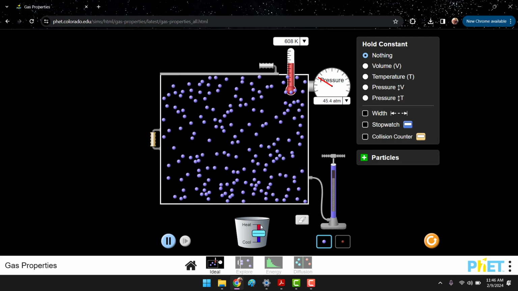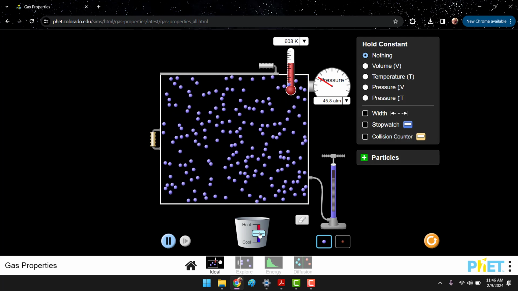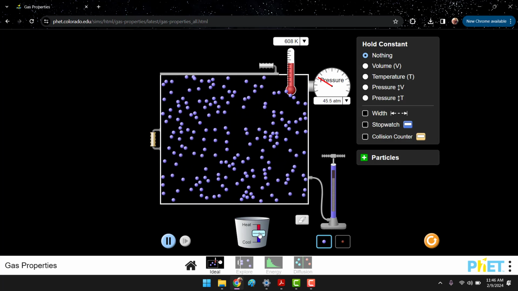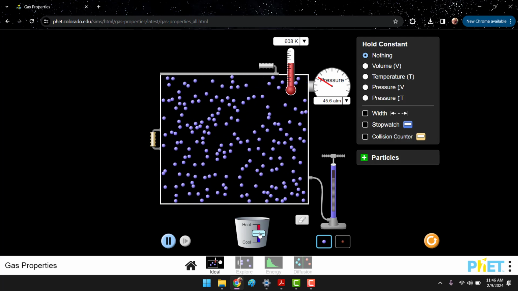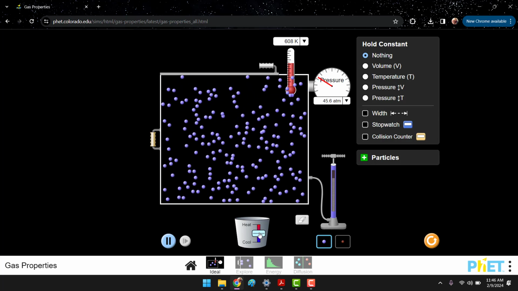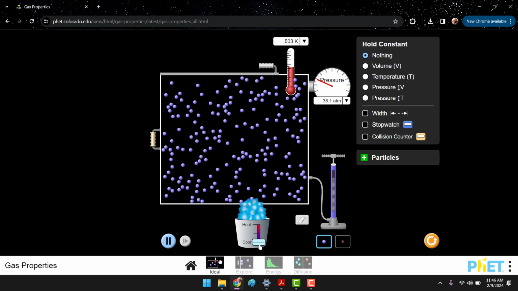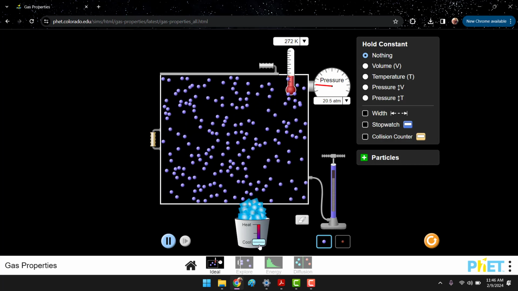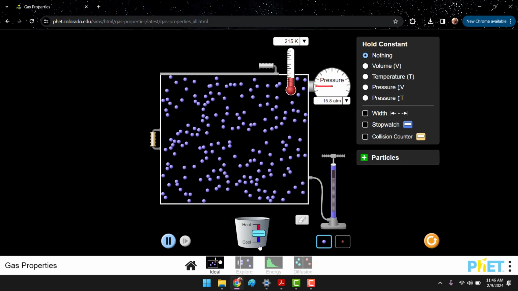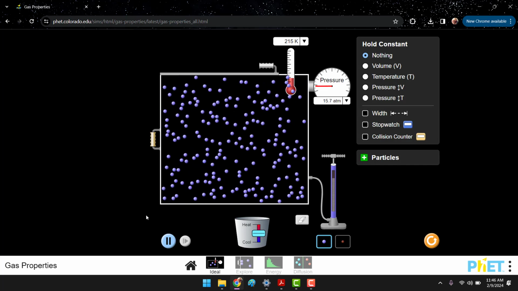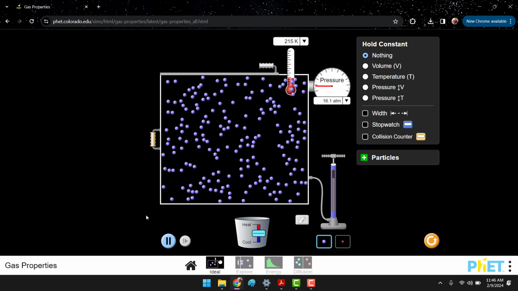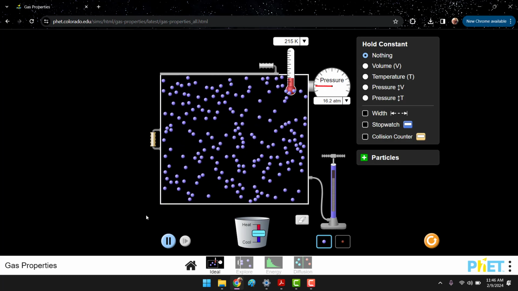Now, what should happen if we decrease the temperature? Will the pressure go up more, or will it come back down? So we're going to make it colder. All right, we make it colder. And you can see as the temperature drops, so does that pressure. Because not as much energy, those molecules don't move around as much, they're not hitting the sides of the container as much.